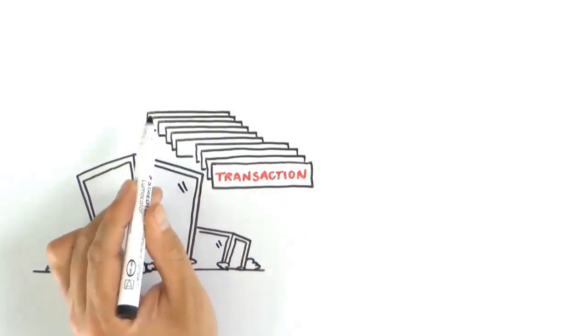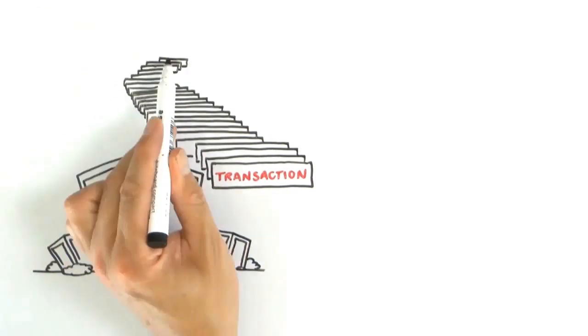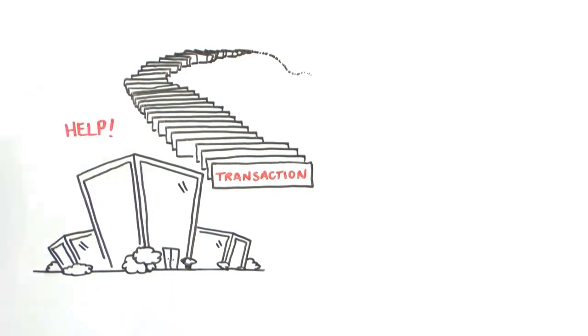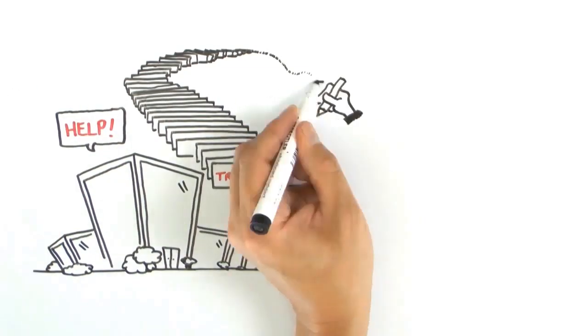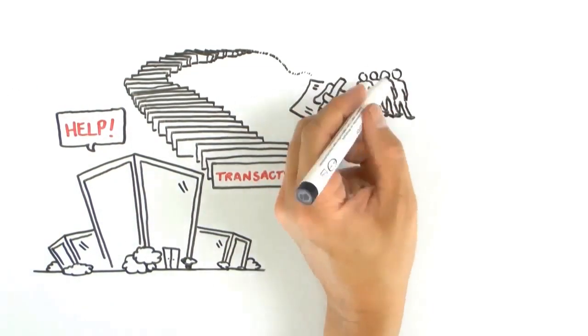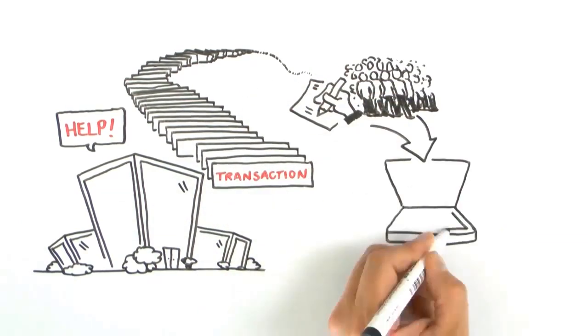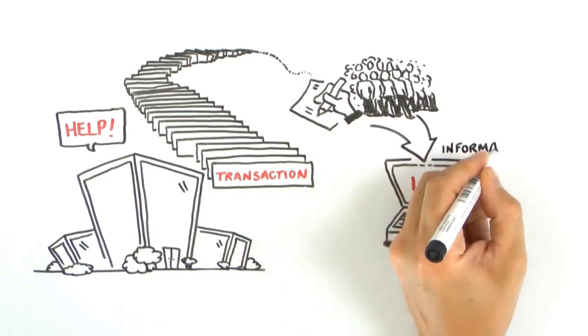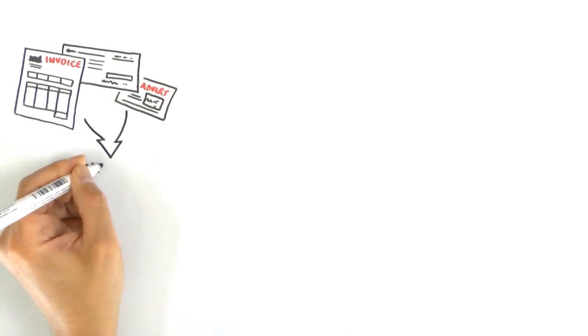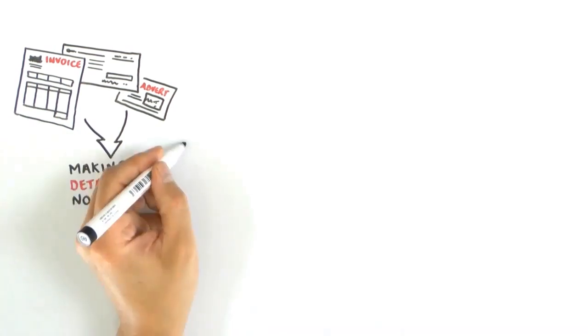In fact, there are so many we could not possibly keep track of all this information without help. Once we did this all by paper. Armies of people were required to write it all down. Now we use computers and call it information technology. But whatever the tools are, we're doing the same thing. We're making detailed notes of all the things that happen in the real world.